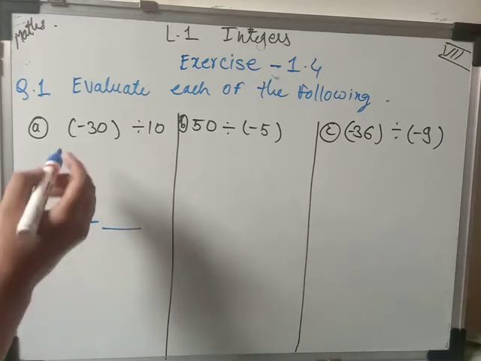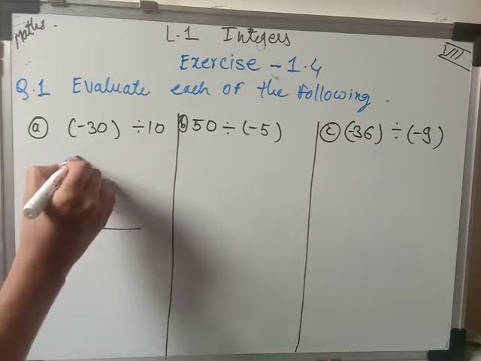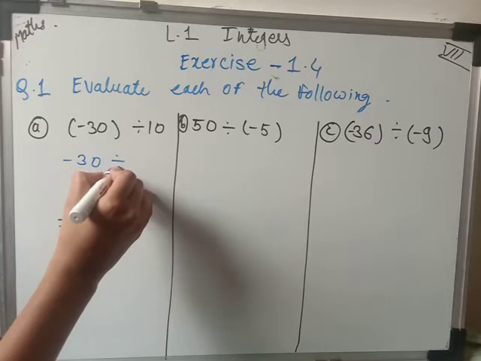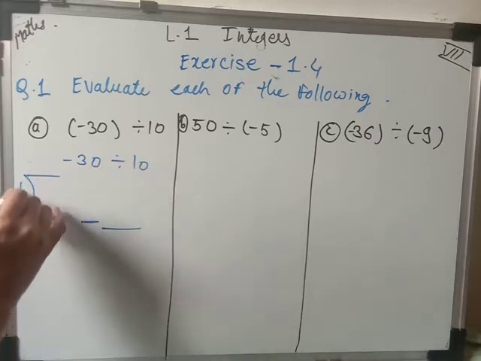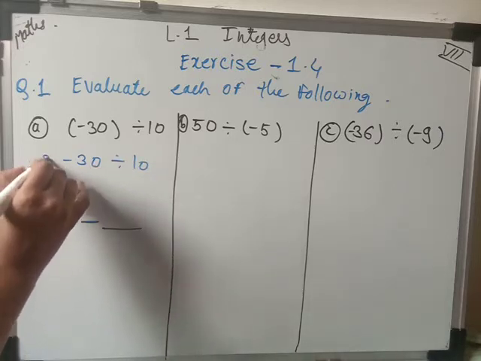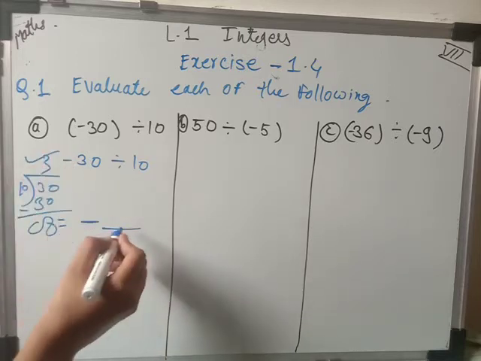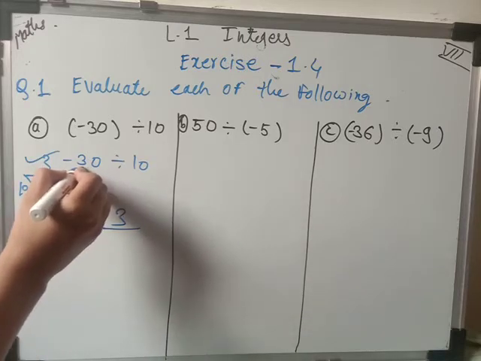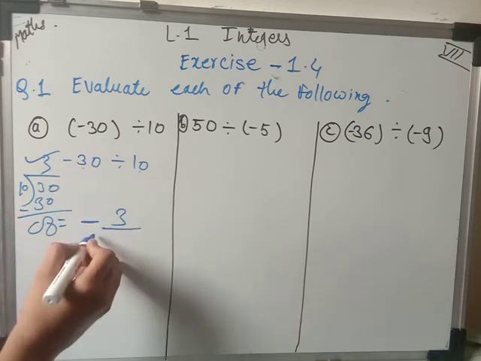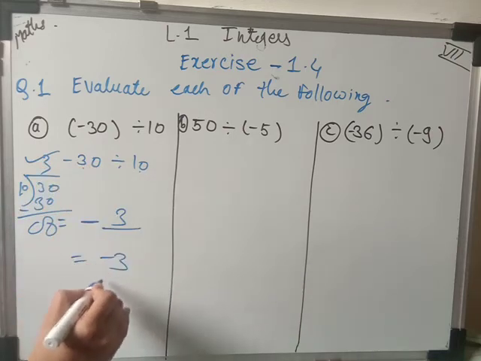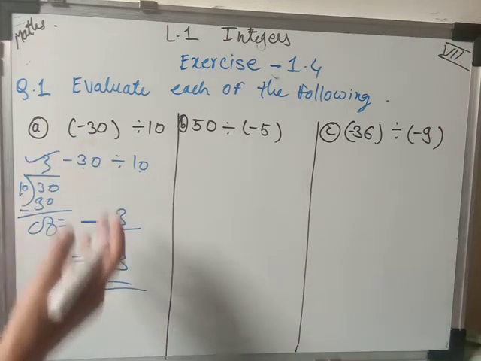So whatever quotient comes, that will be a negative integer. So here, if I divide minus 30 by 10, 10 3s are 30, so we divide them as whole numbers. We got 3, and here one negative and one positive integer is there, so our answer is minus 3. Okay, this is very simple.